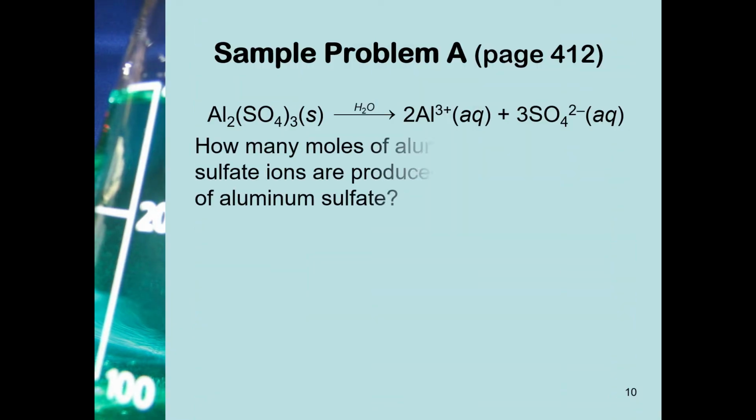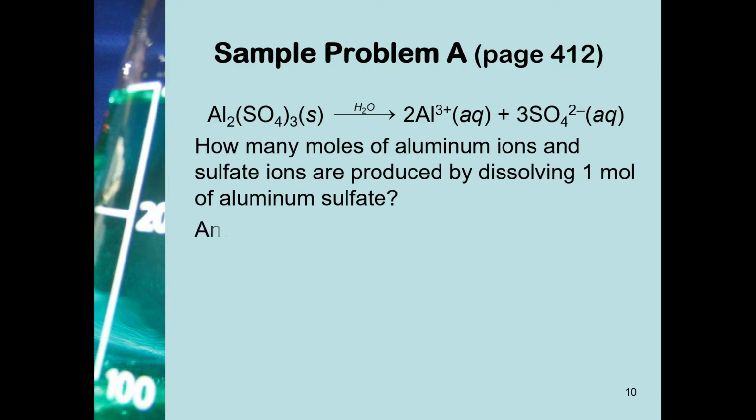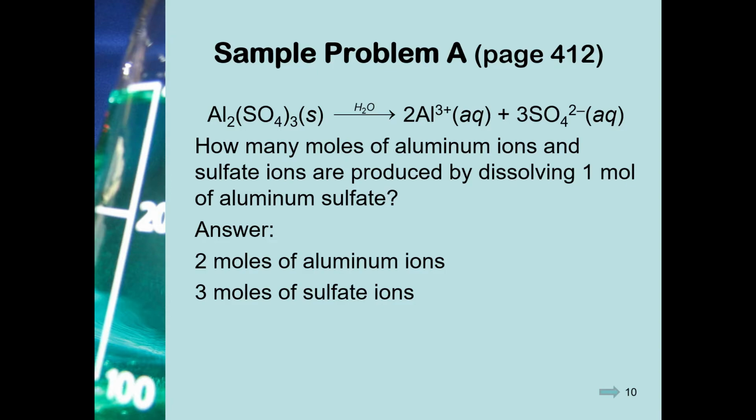So how many moles of aluminum ions and sulfate ions are produced by dissolving 1 mole of aluminum sulfate? Well, if you look at the right side of the equation, we can answer that question. We have 2 moles of aluminum ions, indicated by the coefficient of 2 in front of Al, and we have 3 moles of sulfate ions, indicated by the coefficient 3 in front of the sulfate ions.